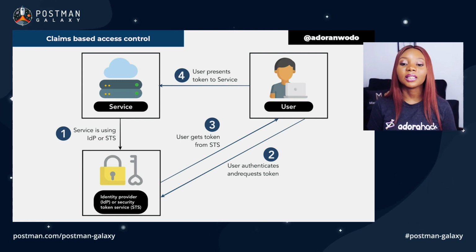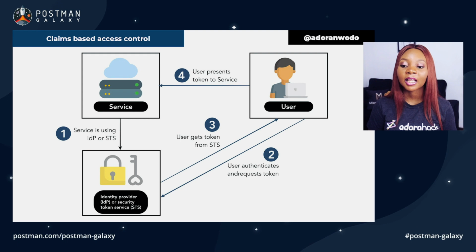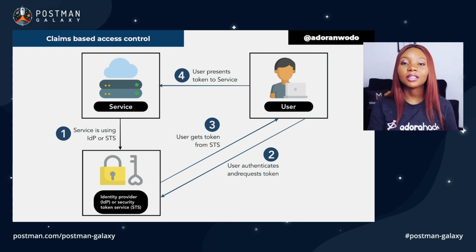How this works is that the service decides that it's going to be using an identity provider, some kind of STS. A user tries to authenticate and requests a token. The user gets the STS token back and presents this STS token to the service, and can get authenticated. The user's identity gets validated and the user can go ahead and do things. This pattern is good for single enterprise sign-on, multiple partners, and for SaaS applications.